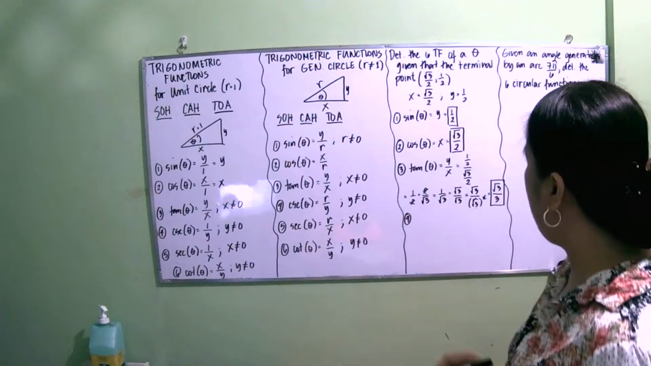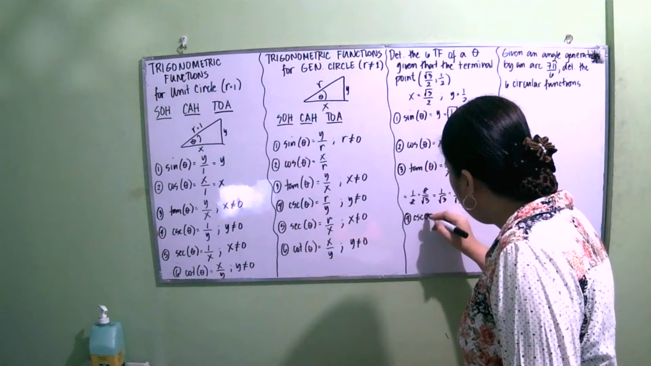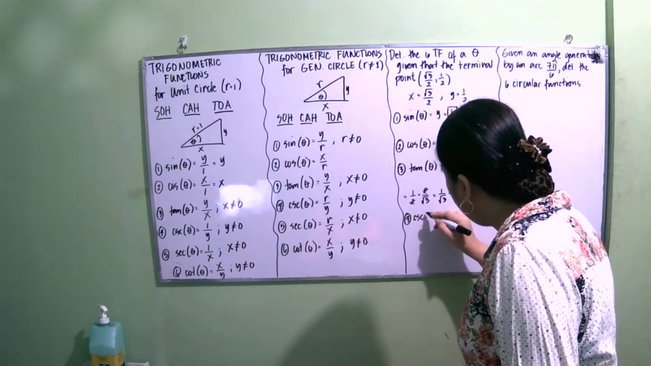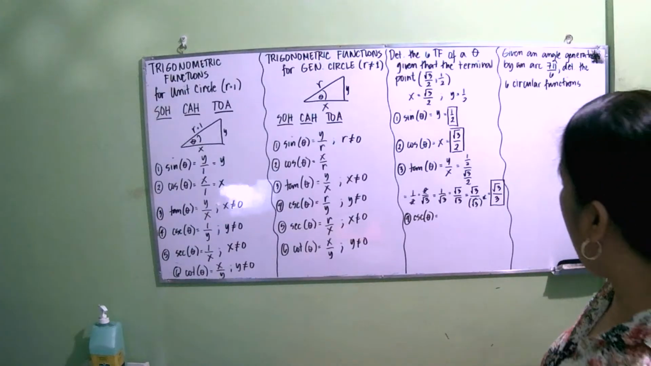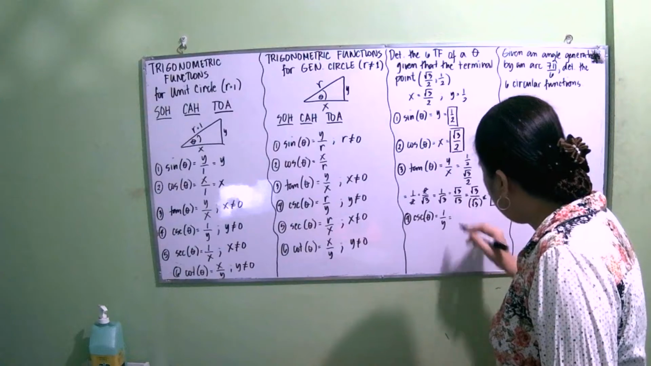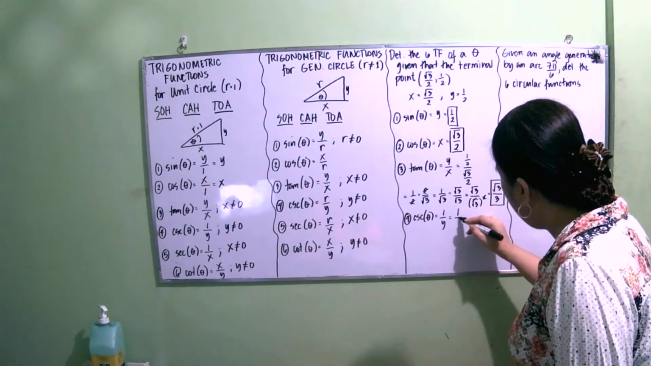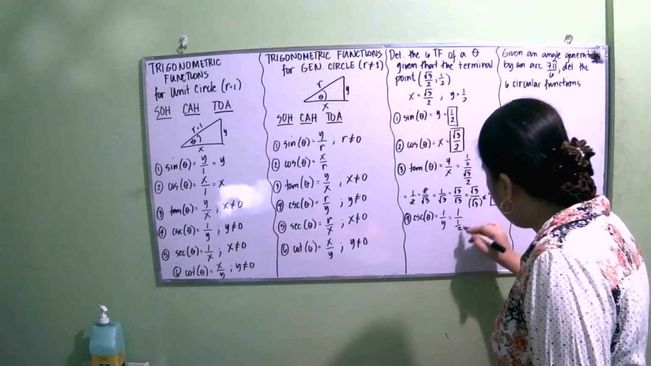Number 4. So, we have cosecant na tayo, no? So, we have cosecant function, cosecant of given angle. So, that is 1 over y, diba? So, this is 1 over y. So, lagyan natin ng value. So, this is 1 over, ang y natin is 1 half.